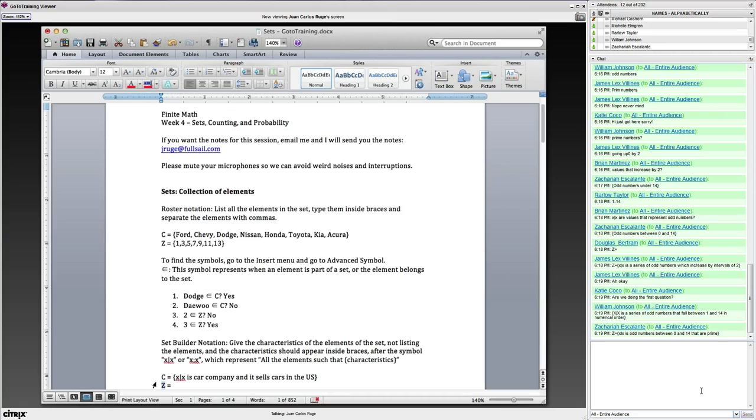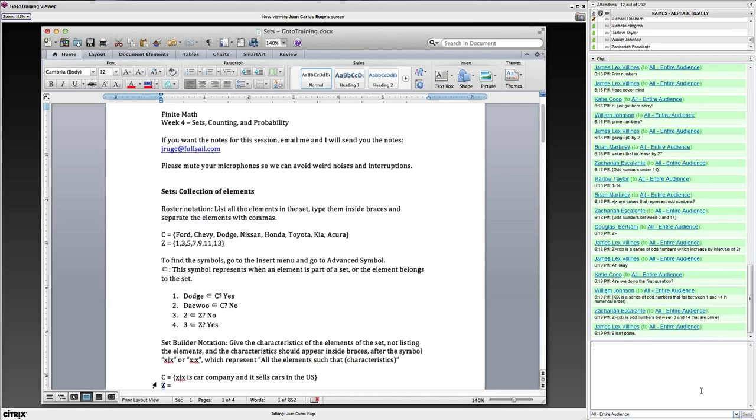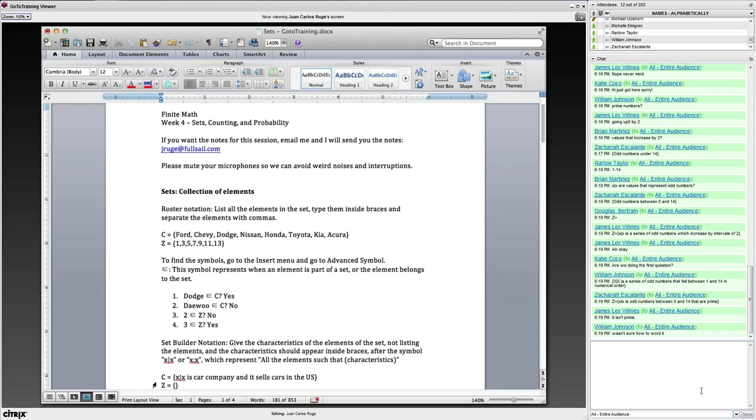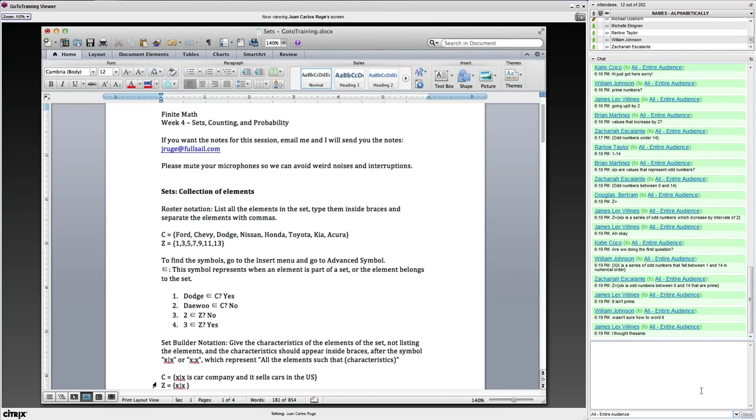William, okay. I'm going to accept William's answer. However, it looks horrible. Zach, they are not prime numbers. So first, it is going to be inside braces. Second, just say x such that x, and then, what are the characteristics? The characteristic is x is an odd number between 0 and 40.